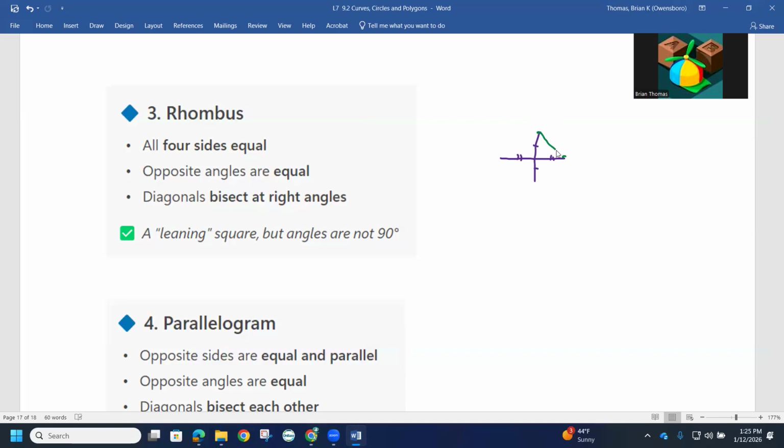So a rhombus kind of takes on this look here. So it's going to take on that look. So again, trying to draw it freehanded is a little bit harder to do, but a square is a special rhombus. So keep that in mind. But for a rhombus, the four angles don't have to be equal, but notice how the opposite angles will be equal. These opposite angles would be equal.